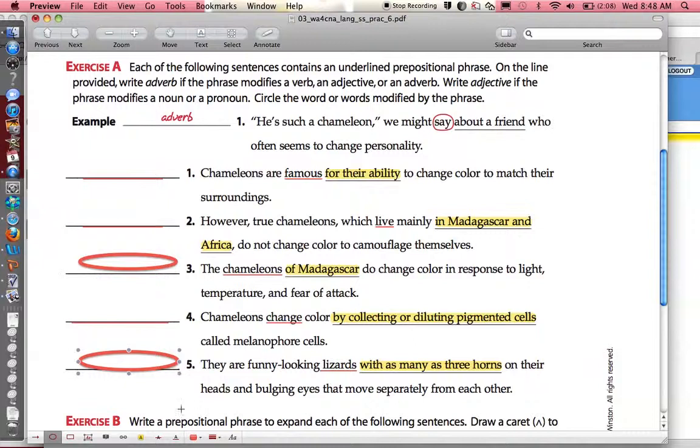So I hope that helped. Many of you had issues with just identifying the prepositional phrases at all, so if you need extra help with that, again, go back and review in Chapter 1 of Parts of Speech.